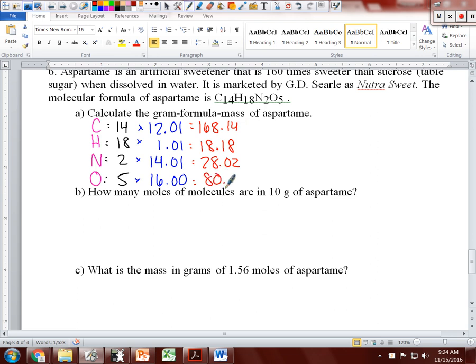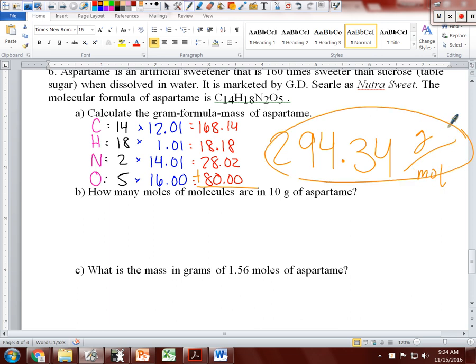80. Okay, all right, and so then what you do is you add all those numbers up. So plus, and then what's that answer? 294.34, and what's your unit? Per mole. So if I have 1 mole of aspartame, how much does it weigh? 294.34 grams.